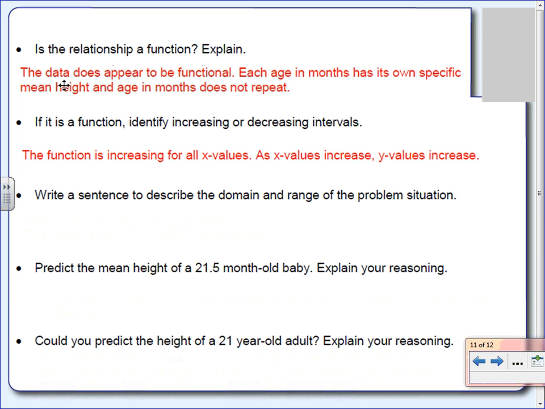So we can tell both in our table and in our graph that this is increasing. We can tell on the graph that the points are going up. We can tell in our table because as the x's get larger, the y values get larger.